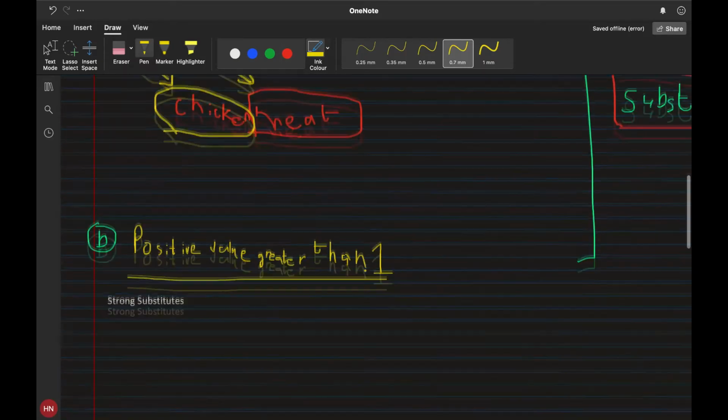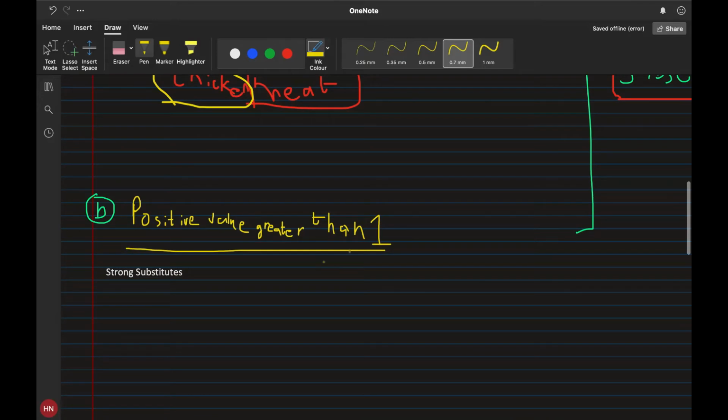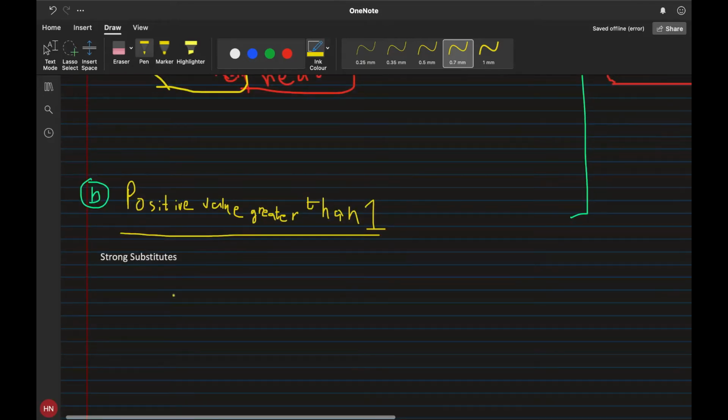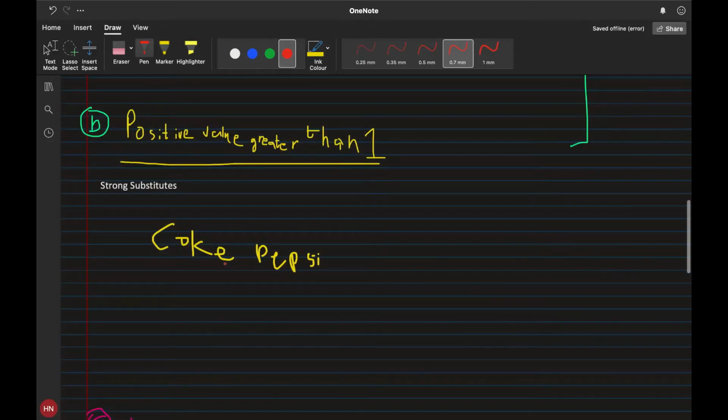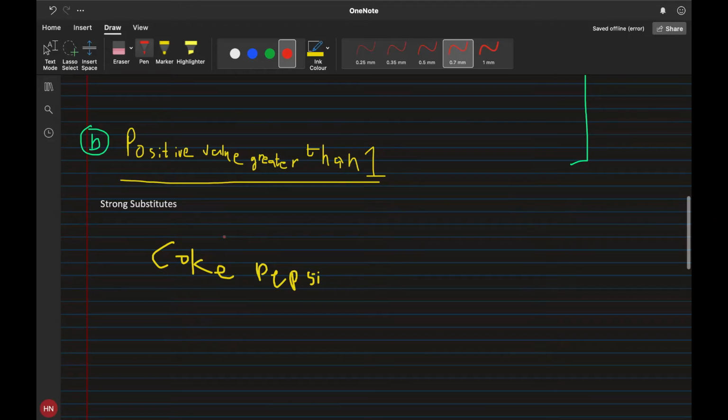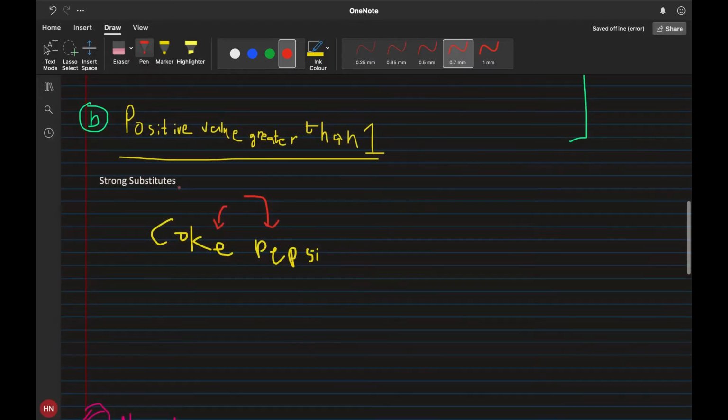The other type of substitutes are strong substitutes. So let's say Coke and Pepsi. Since a lot of people don't really realize that there's a difference in their taste, they don't really have any preference, or even if there is a preference, it isn't really that strong, and so they would consume either of the two, Coke or Pepsi. And so we classify these goods as strong substitutes.